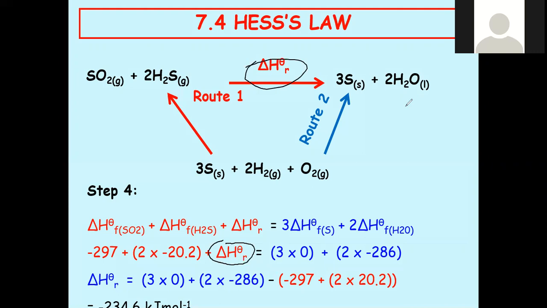So if we did this in a calculator, we had minus 297, and we're going to add two lots of minus 20.2. That would give us minus 337.4. This side, we've got three lots of 0, two lots of minus 286. So 286 times 2, minus 572.